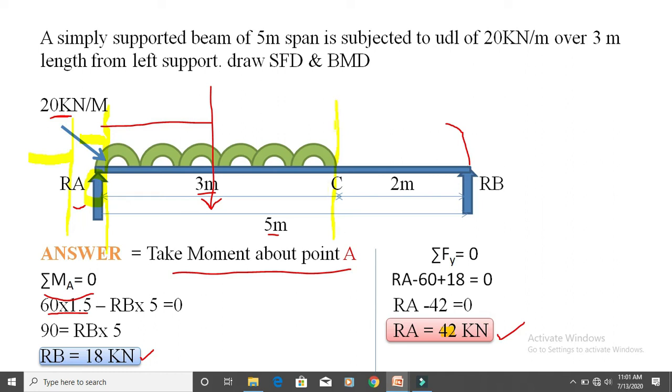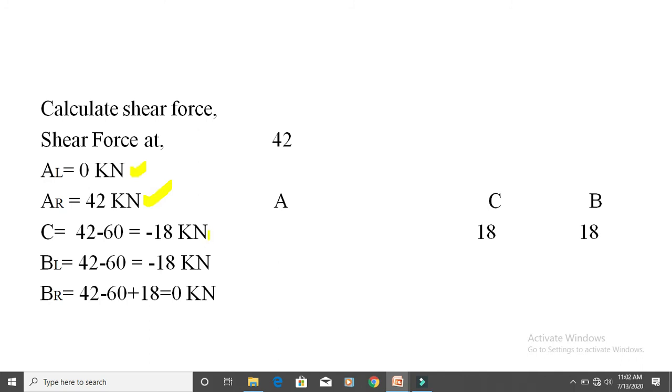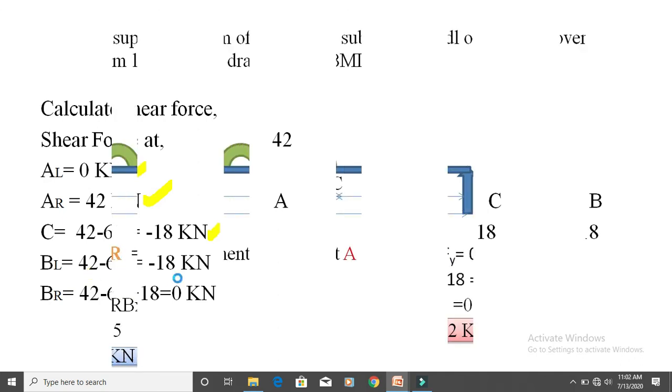Now we look left of the C, there are two forces, RA and UDL. The RA is going in upward direction, so that is 42 kilonewton, and the UDL, which has already been converted into a point load, is going in downward direction. So write minus 60, because 20 into 3 is 60. So this is minus 18 kilonewton. The next is B left. It is also the same, 42 minus 60, that is minus 18 kilonewton.